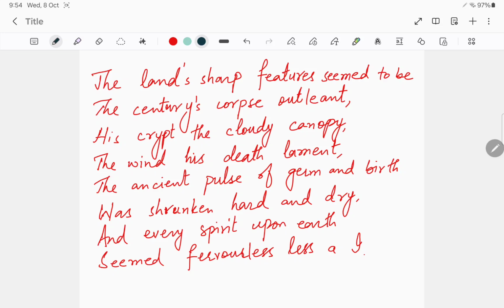And it starts: the land's sharp features seem to be the century's corpse outlined. That means actually the poet is now comparing the entire landscape to a dead body. Corpse means a dead body, and the land's sharp features look like the face of a corpse, representing the death of basically the 19th century he is talking about.